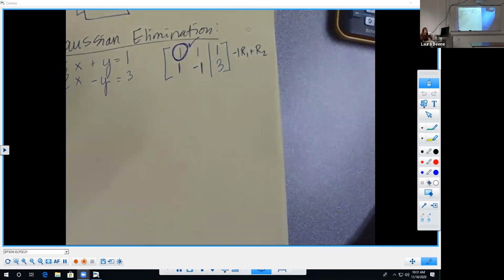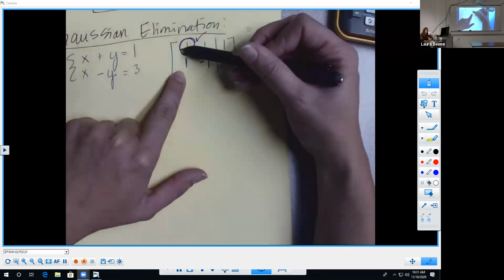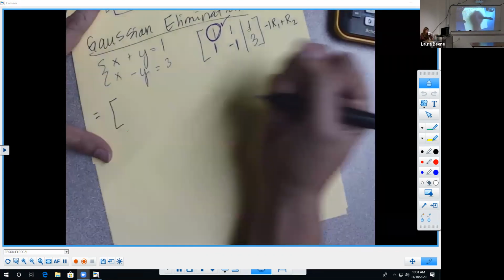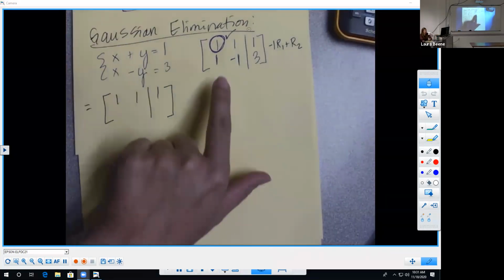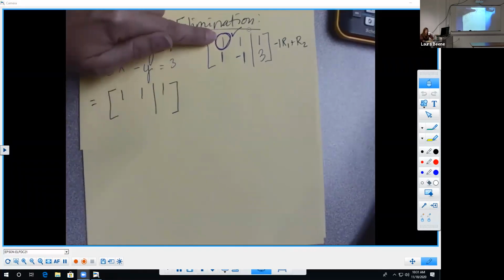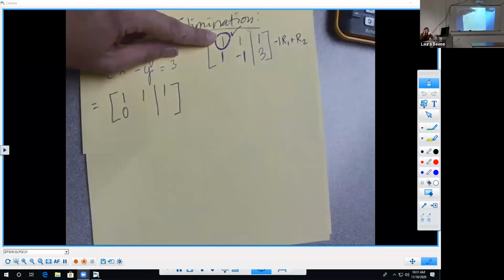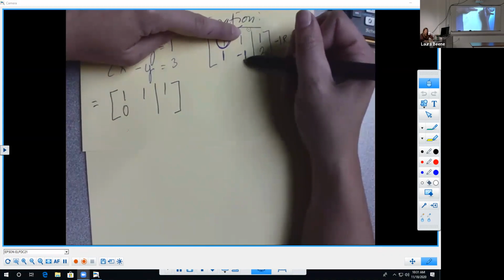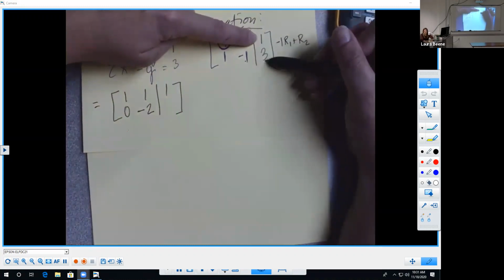Does that make sense why I'm doing that? I'm trying to get a 0 here, so I need to add a -1 to that. The way I add a -1 is by doing -1 times the top row and adding it to the bottom row. So the top row stays the same, 1, 1, 1. The bottom row is top row times -1 plus bottom row. -1 times 1 is -1. -1 plus 1 is 0. For the second part, -1 times 1 is -1. -1 plus -1 is -2. -1 times 1 is -1. -1 plus 3 is 2.